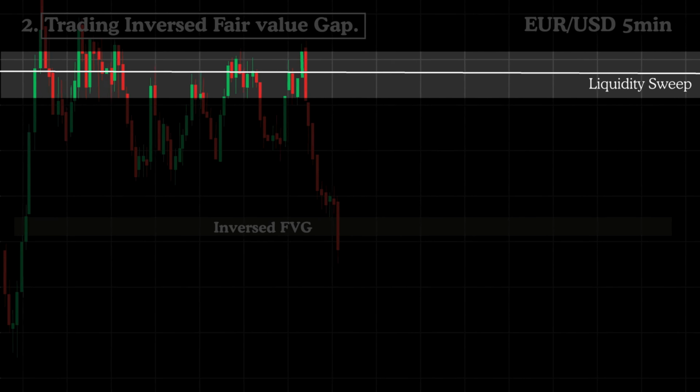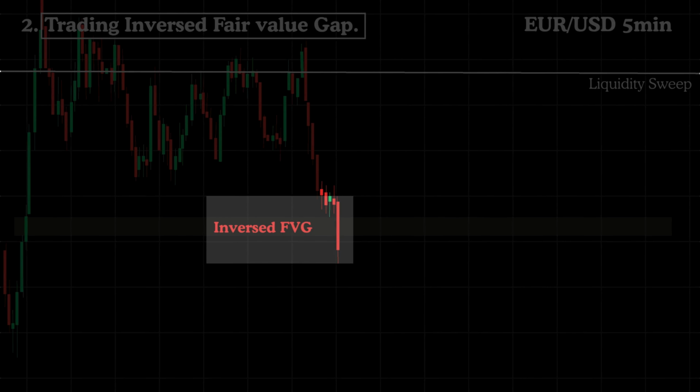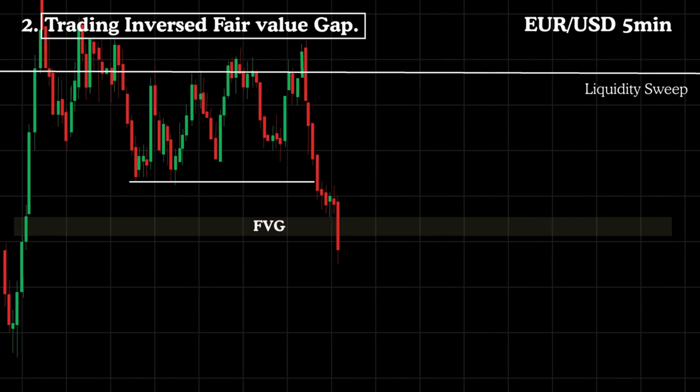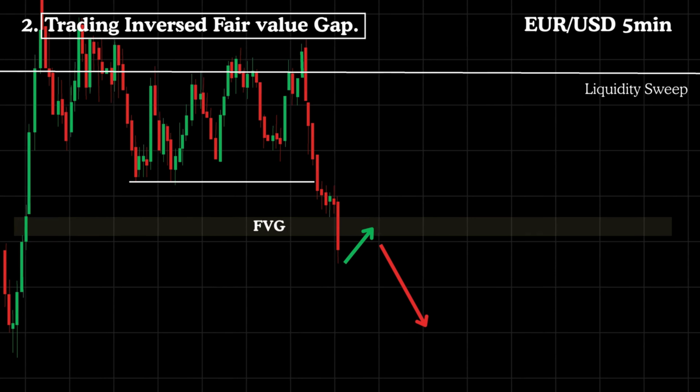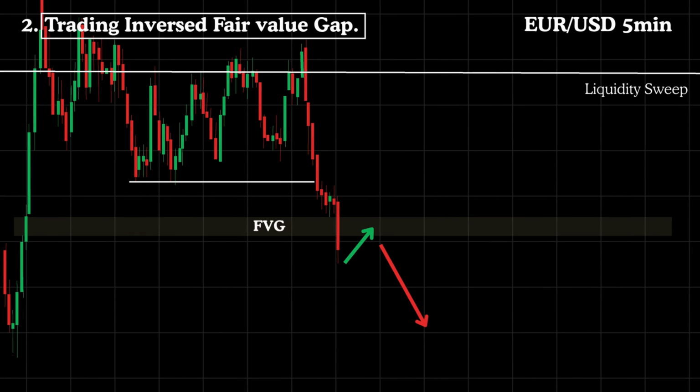After the liquidity sweep, price drops below a bullish FVG and closes under it. This breach confirms the zone has flipped, forming a dependable resistance area. On top of that, we get a market structure shift, adding another strong layer of confirmation for a bearish setup.